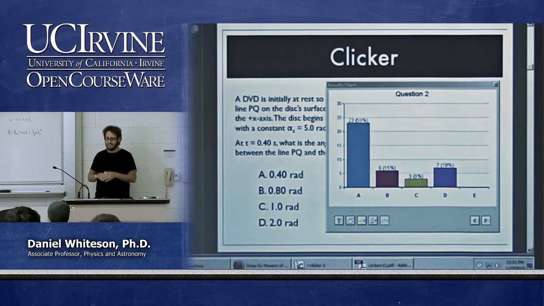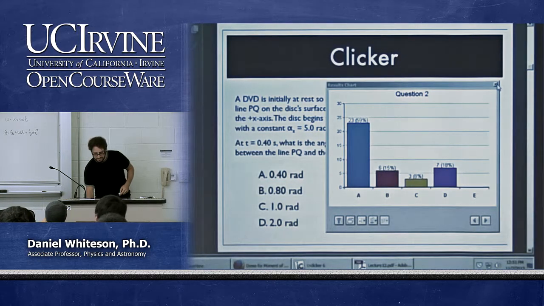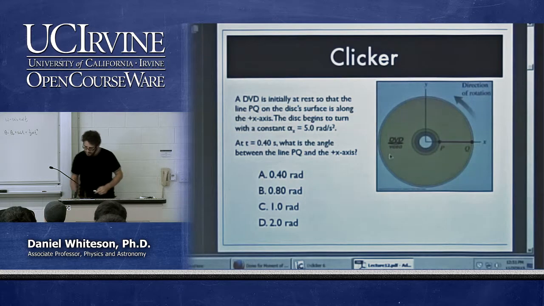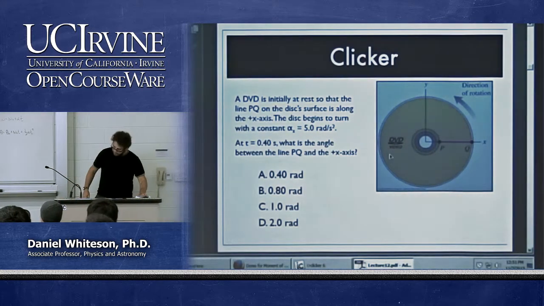That's what I love, the clicker. Okay. All right, so let's put that away for a minute.